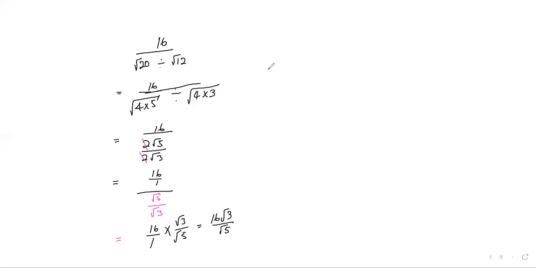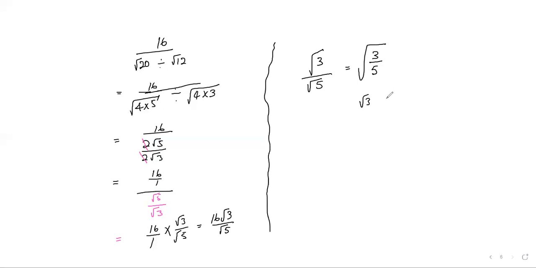Mind you, the root of 3 divided by the root of 5 can be written as the root of 3 over 5, just as the root of 3 times the root of 5 can be written as the root of 3 times 5, which is equal to the root of 15.